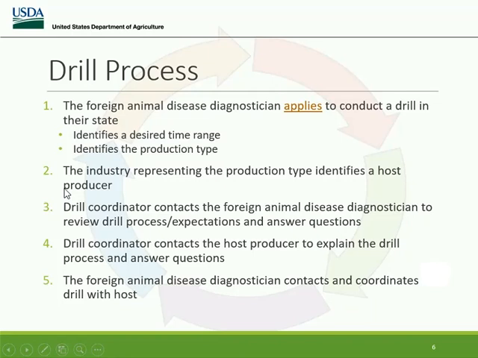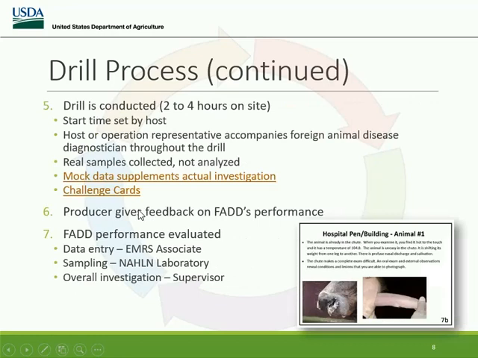We have a window of 60 days or less once we identify a host producer for a FADD to schedule the investigation and complete it. That's just a program piece put together by the work group. Once the drill is conducted, or once you're on site, a foreign animal disease diagnostician can look at anywhere from a 2 to 4 hour investigation piece. Again, it's going to be somewhat dependent on the species and the complexity of the operation.